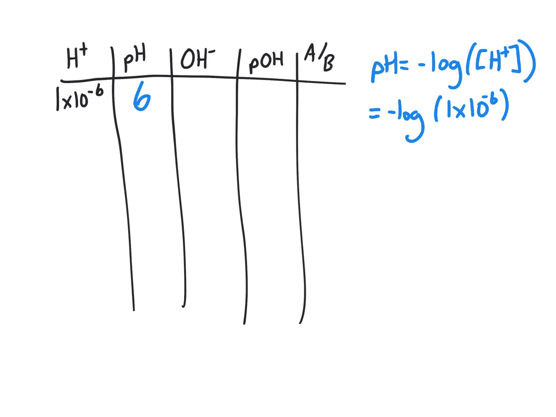Then for my pOH, I remember pOH equals 14 minus pH. So I get 14 minus 6 is 8. Is this an acid or a base? If pH is less than 7, it's an acid. If pH is bigger than 7, it's a base. Which one is this? It's an acid. pH is 6, so it's an acid.